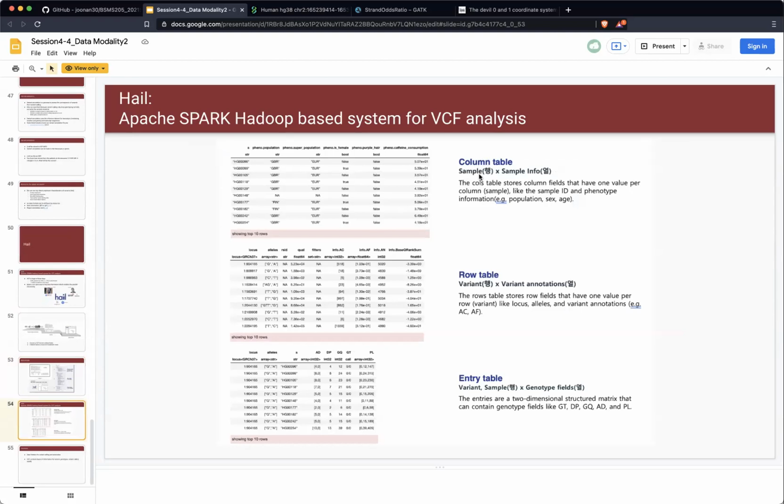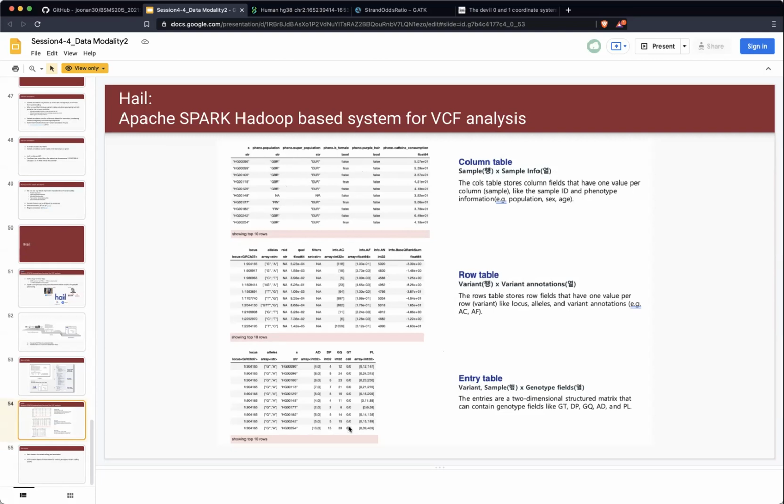And each dimension has its own information in its rows and columns, right? So in a column table, you have the sample information across the rows, and just the samples, and the information related to the samples across the columns, right? And if you look at the row table, then you have the variant information, variants across the rows, and information or annotation related to the variant across the columns, right?